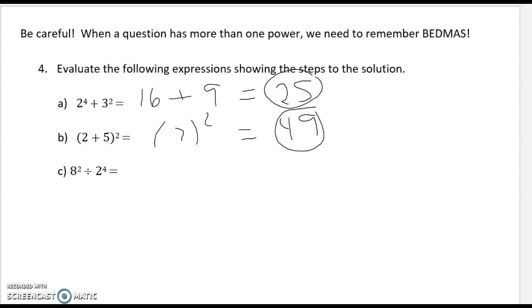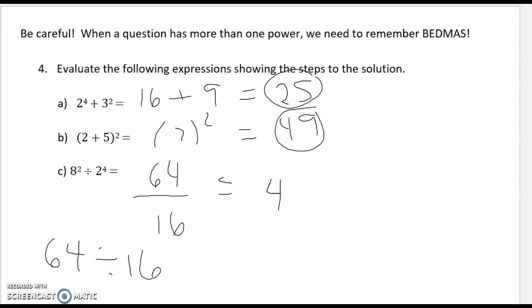And last but not least, we have 8 to the exponent 2 divided by 2 to the exponent 4. So before we can divide those, we have to figure it out. So 8 to the exponent 2 gives you 64. And then divide it by 2 to the exponent 4 is 16. And that could also be written like this, 64 divided by 16. Okay, means the exact same thing. And then when you work it out, you will get an answer of 4.